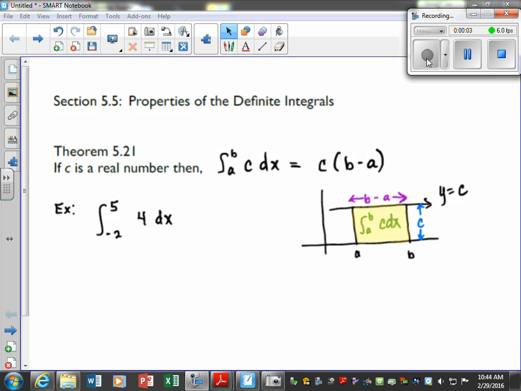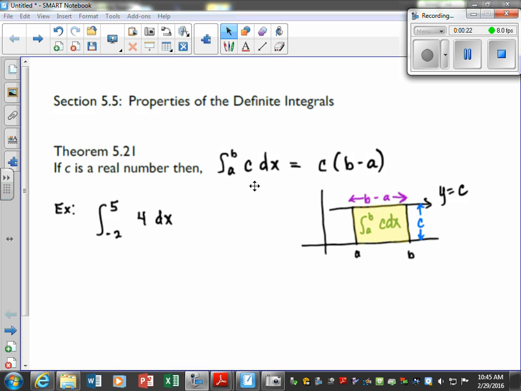Alright, today we're going to cover section 5.5, which is just properties of definite integrals. We're just going to go over a few different properties and how to use those in this section. It's somewhat user-friendly, so that should be good news to you. This is the first theorem, 5.21.